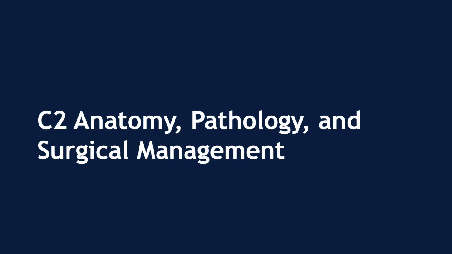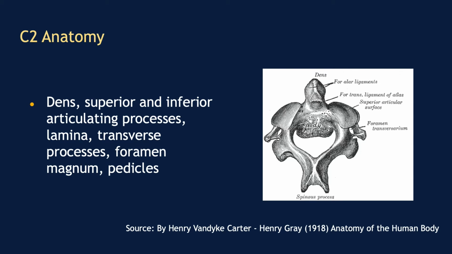Next, we'll discuss C2 and relevant anatomy, pathology, and surgical management of fractures. C2 anatomy is comprised of an odontoid process, also known as the dens, pedicles, covered above by the superior articulating process, the inferior articulating surfaces, the lamina, and the vertebral foramina bilaterally, the transverse processes, and the spinous process.